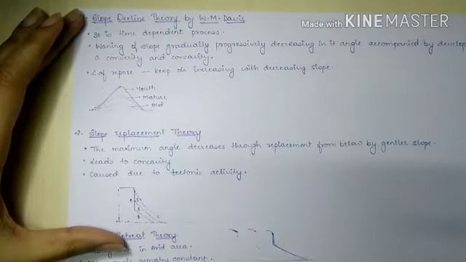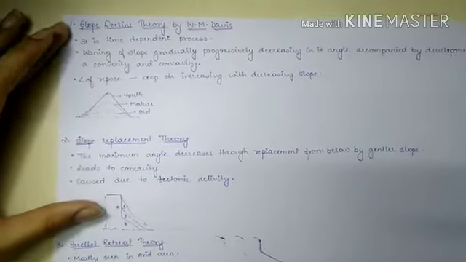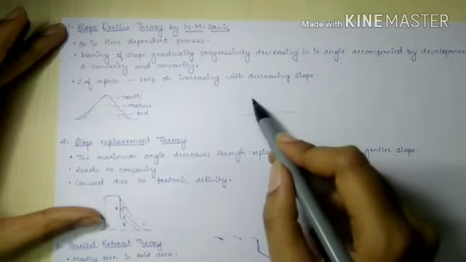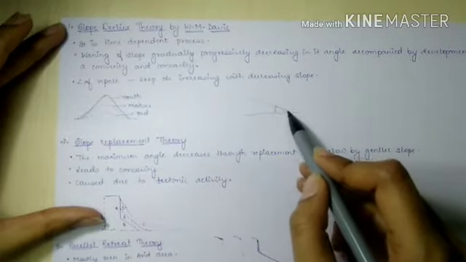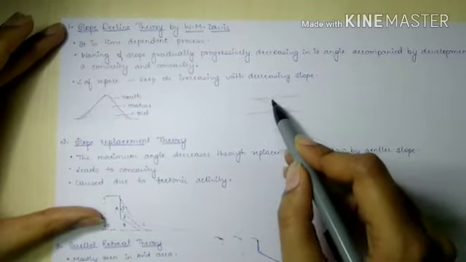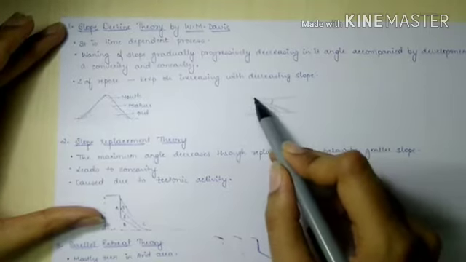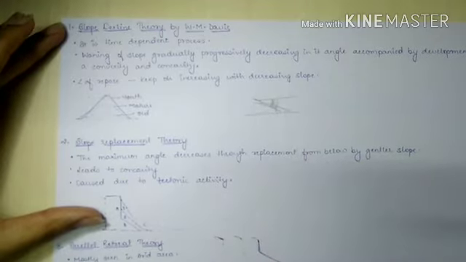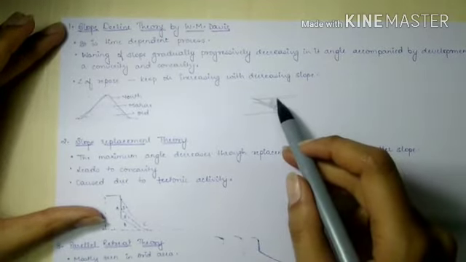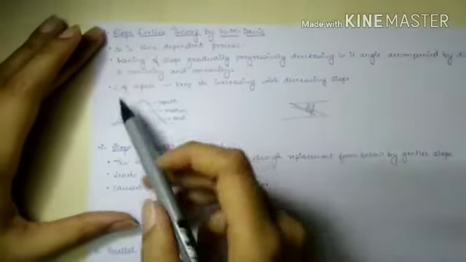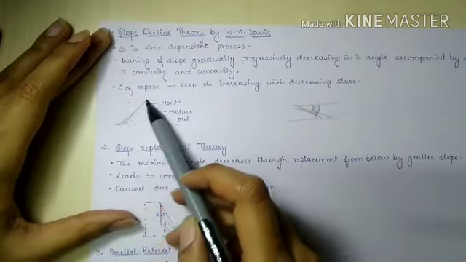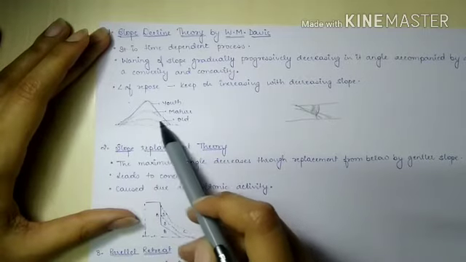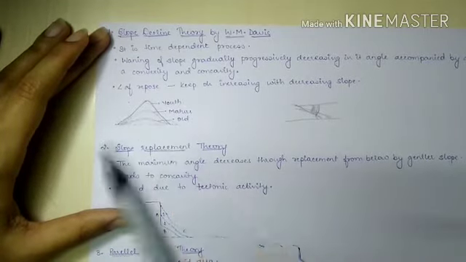Now, he gave the concept of angle of repose. What is angle of repose? See, this is our slope. This is the angle of elevation, and this will be the angle of repose. So as the slope decreases, the angle of repose will increase. With decline of slope, the angle of repose will increase. This is how the slope decline theory works. This was the youthful stage, and with gradual denudation, it has come to its old stage where it is almost plane. So the slope has declined.